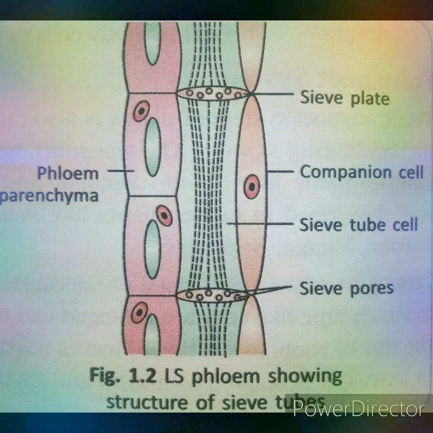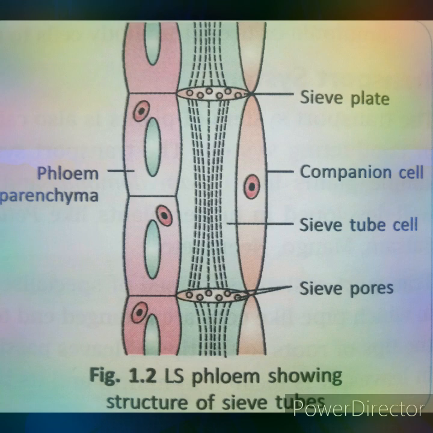Now phloem transports the organic food manufactured by leaves. You know children that the leaves are making the food in the form of glucose. So they are taking up the carbon dioxide, the chlorophyll is present and absorbs the light energy, and they make the food with the help of water.